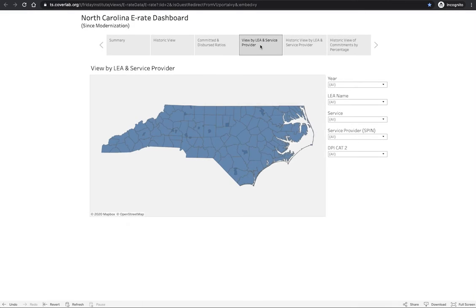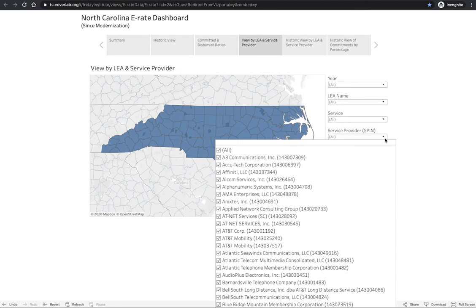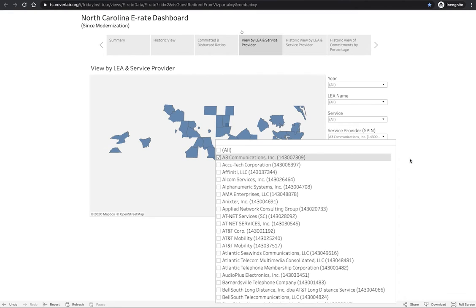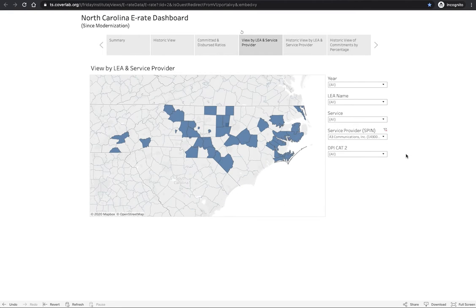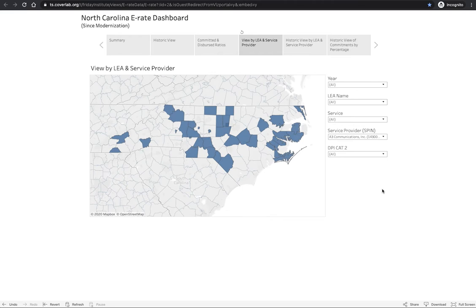We can also look at a view with a filter on LEA and service provider. So let's go to, I don't want to pick on anyone. Let's just use the first one, A3, which was a provider of a lot of Wi-Fi gear in the last 5-year cycle. Here are all the school districts in which they provided services across all the years. You can see Swain County, A3 had $126,000, so they bought a whole bunch of access points at some point.